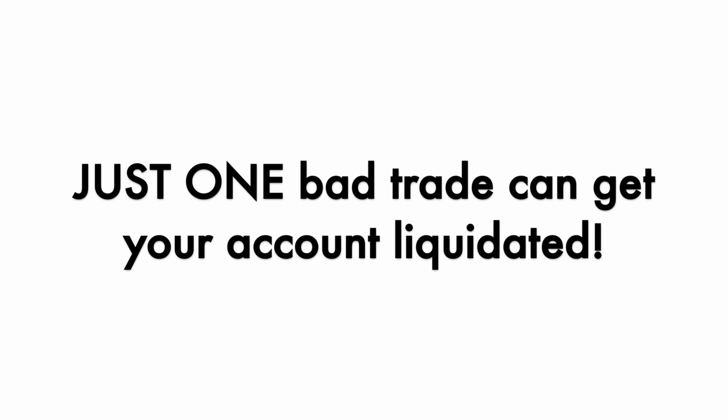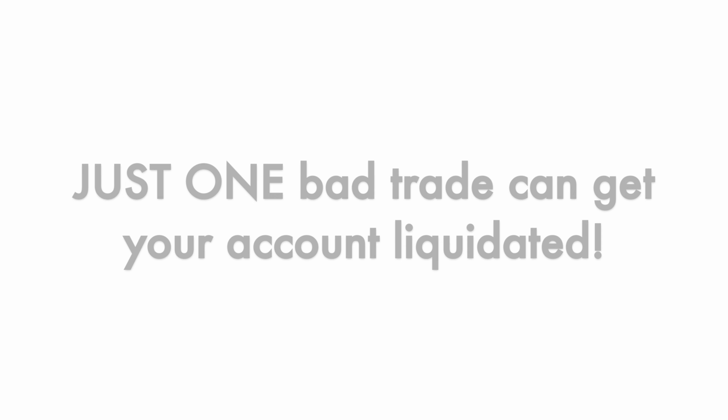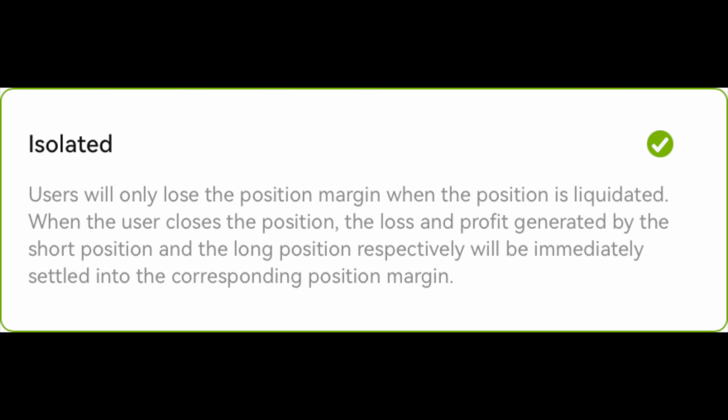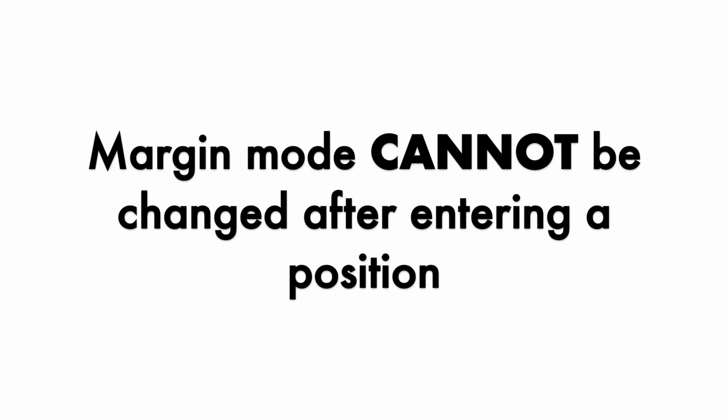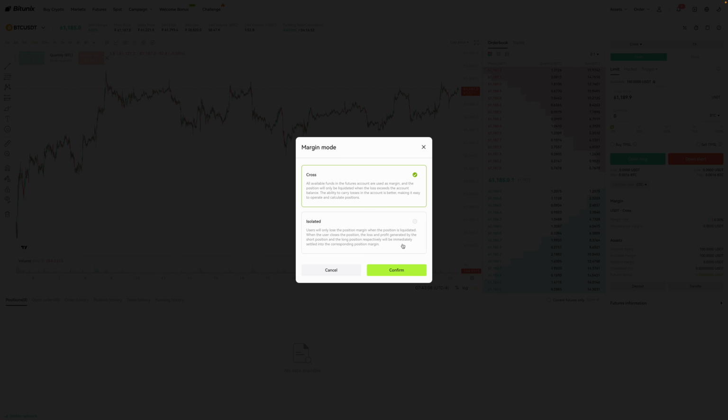One bad open position can get you knocked out of all your open positions and liquidated if you are on cross. However, for isolated, only a specific portion of your funds is set aside at risk for a particular trade or position. So if you enter a position with 100 USDT, you can only lose that 100 USDT even if your account has more than that. One thing to note is that you can't change the margin mode once you've entered a position. This must be selected prior to entering a trade. Lastly, you will need to change it for each trade pair prior to entering a trade.